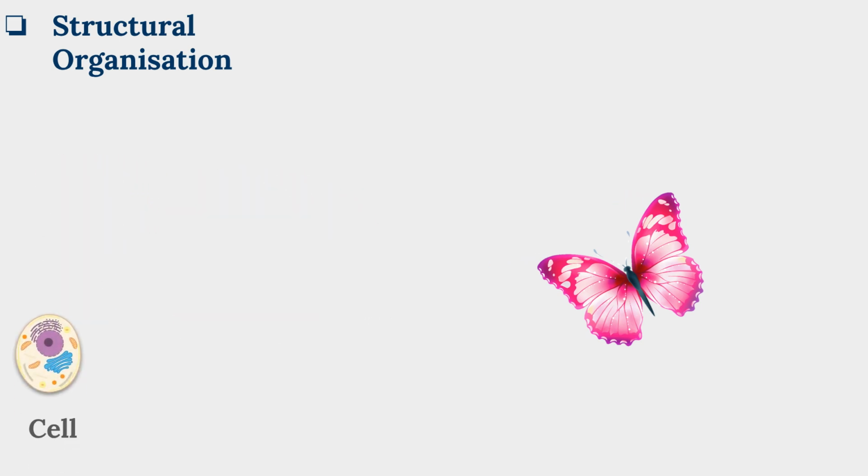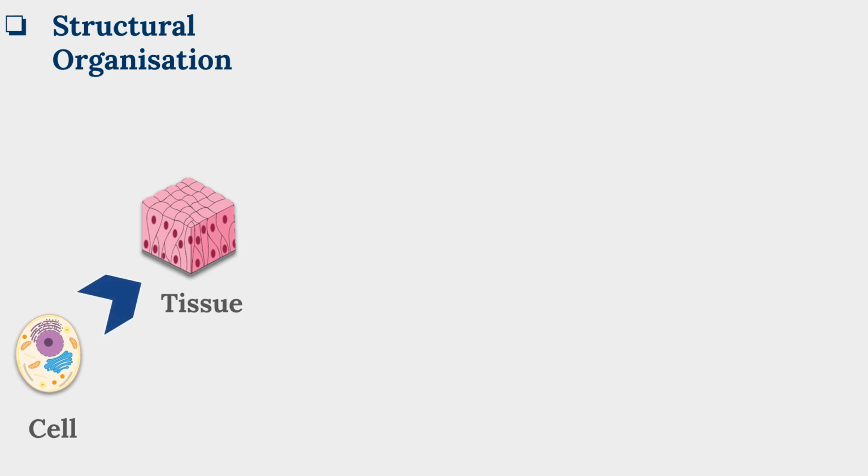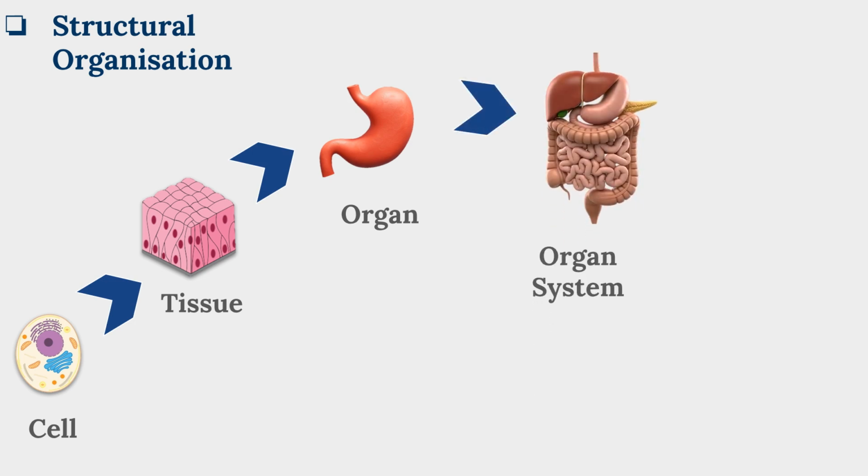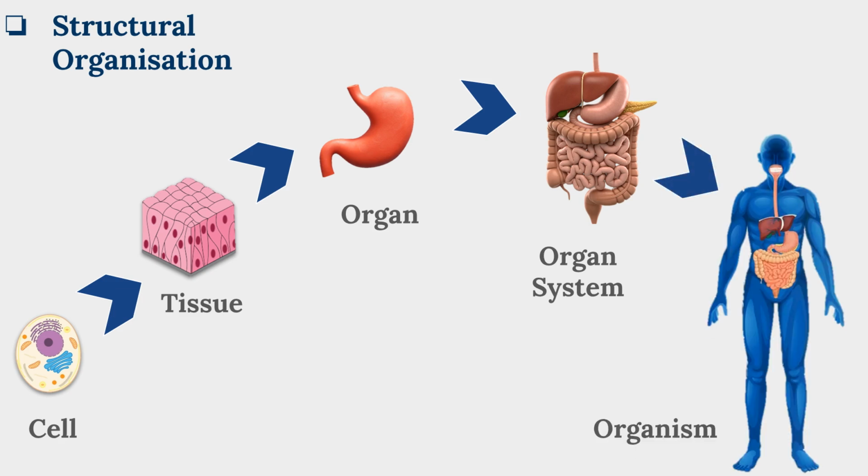Multicellular organisms have a structural organization. A group of similar cells forms a tissue. A group of similar tissues performing a specific function forms an organ. A set of organs forms an organ system, for example digestive system, nervous system. Several organ systems form an organism.